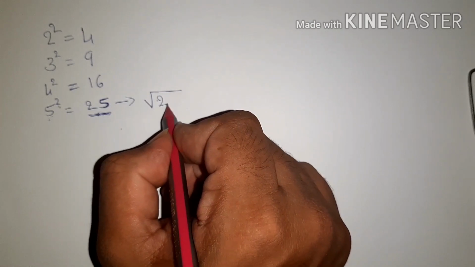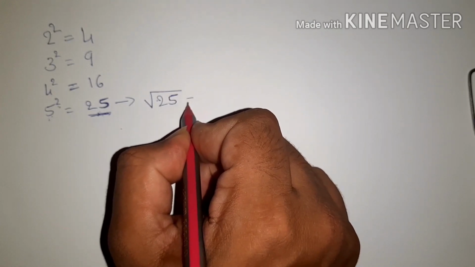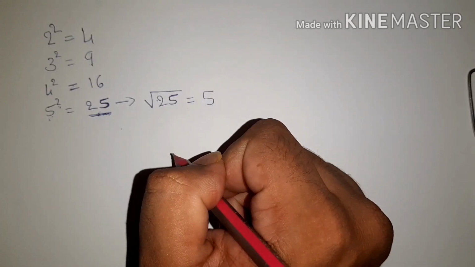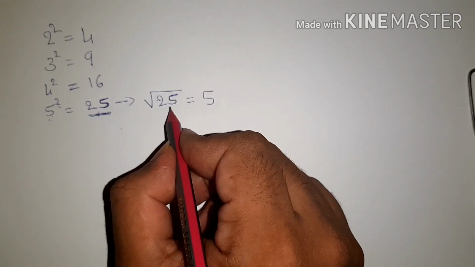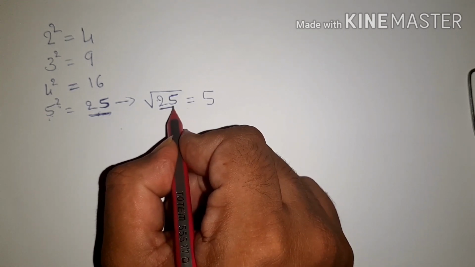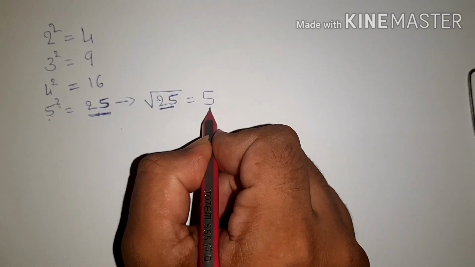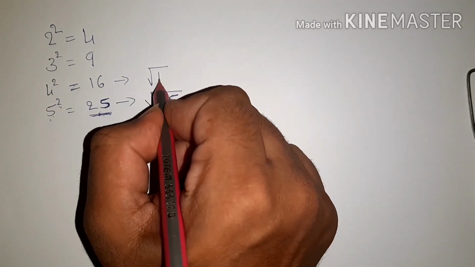For example, square root of 25. Directly we can write it as 5. There is no need of thinking double. 25 is a perfect square, and we get the answer directly as 5.